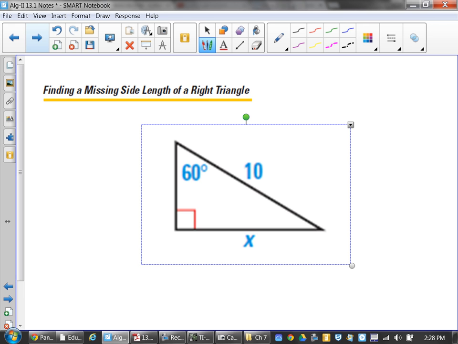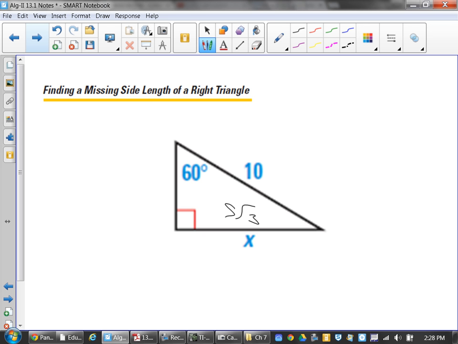So if I'm given across from the 90, that means it's double what's across from the 30. So half of it is 5, throw a root 3 next to it, and you're done. It's magical. It's not magical.